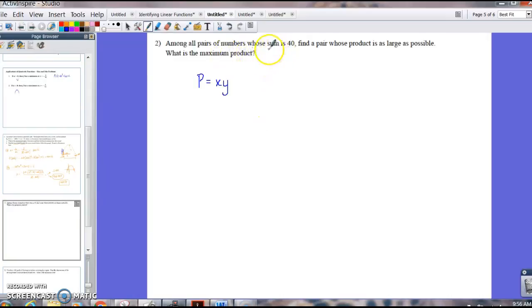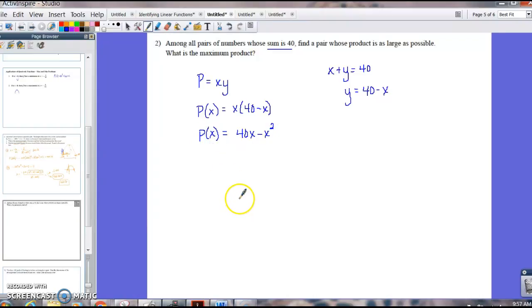I also have some other really valuable information here. The sum of those numbers is 40, so if I have x plus y equal to 40, I know that y is going to be 40 minus x. So I can substitute that in. I can say my product, P of x, is going to equal x times 40 minus x. And if I multiply that out, I end up with 40x minus x squared as my function.